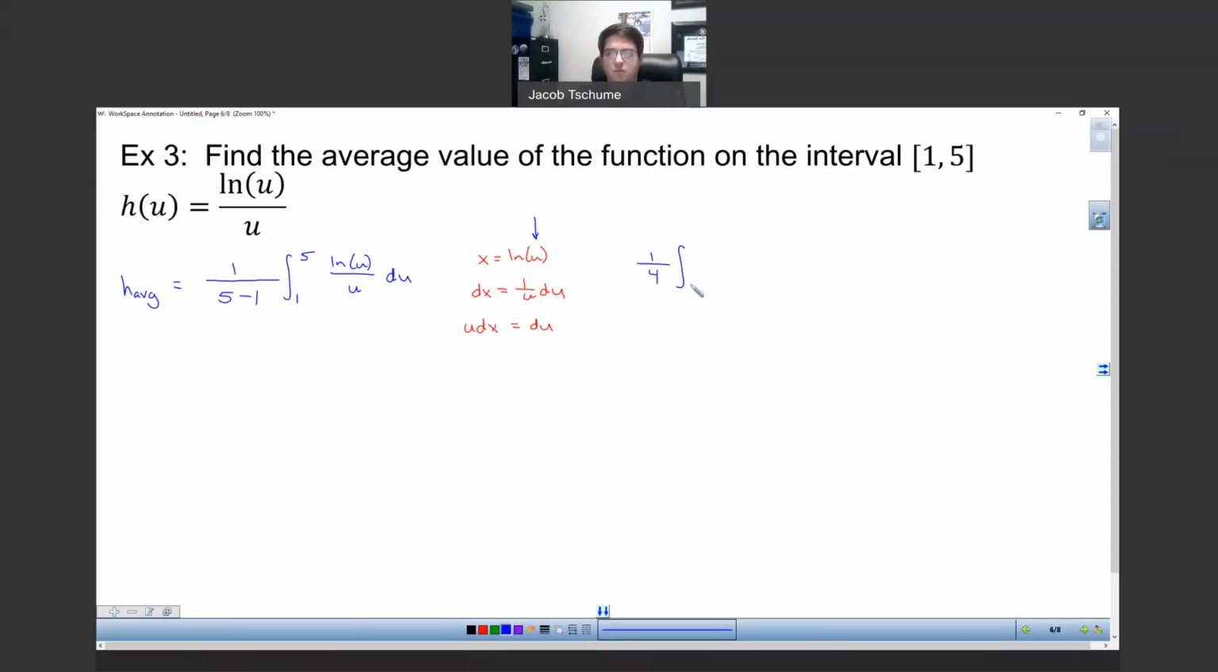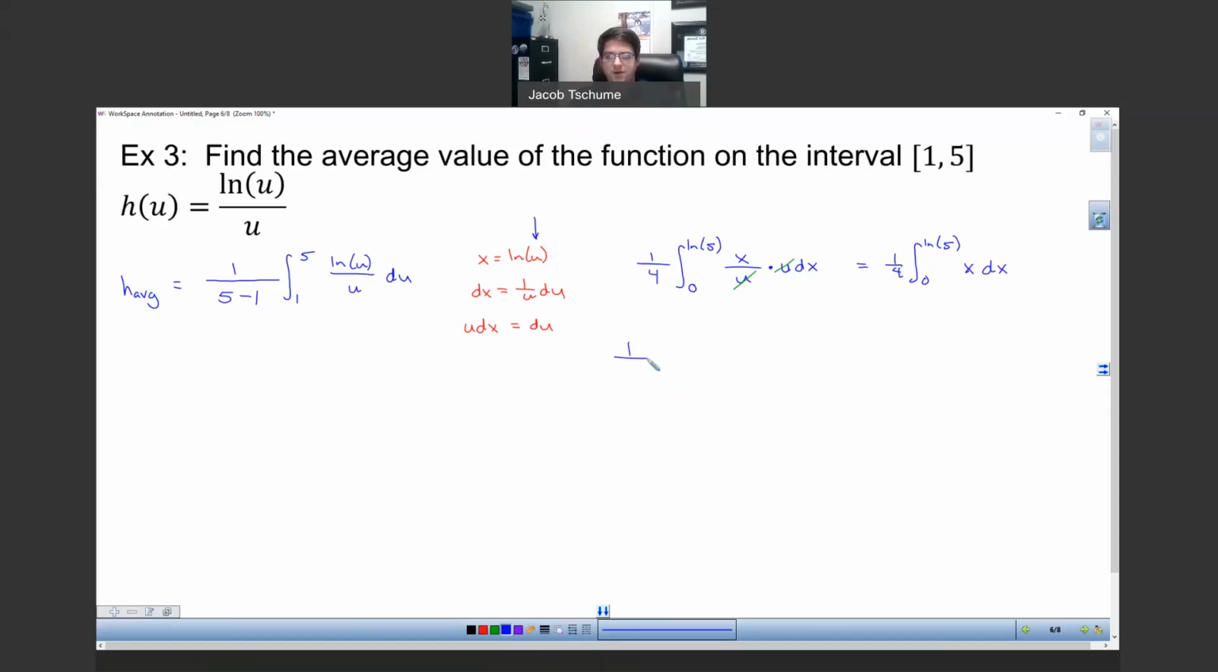The natural log of 1 is actually 0. And then the natural log of 5 is nothing we can do easily, so we'll just leave it as ln of 5. Your ln of u becomes x over u times your du term, which is u dx. Very nicely, my u's cancel, and I'm left with a pretty nice integral of 1/4 the integral from 0 to the natural log of 5 of x dx.